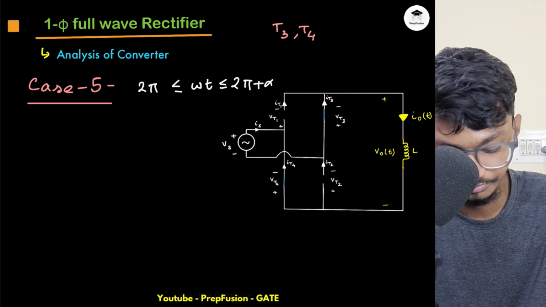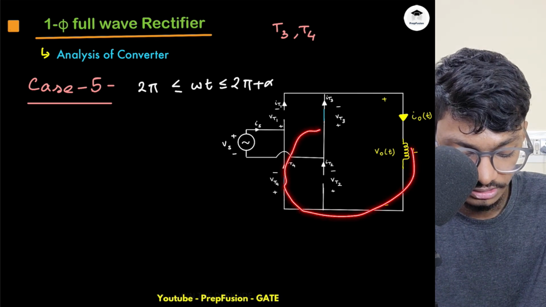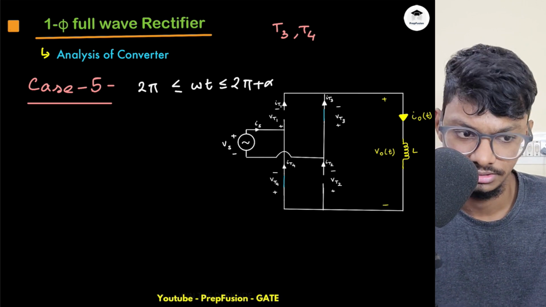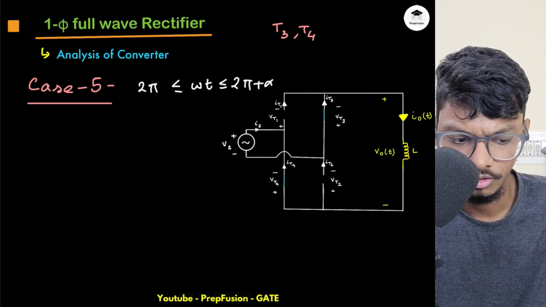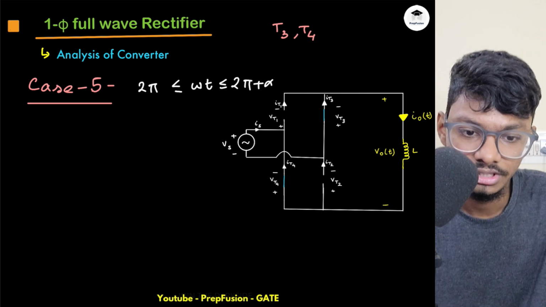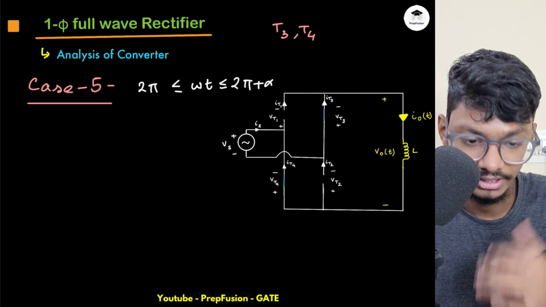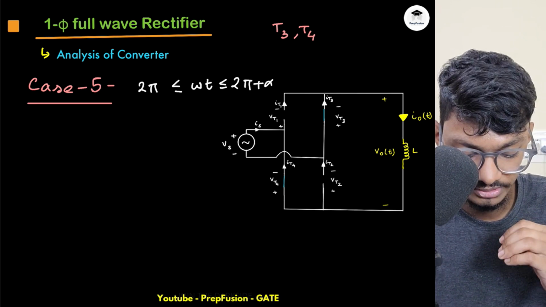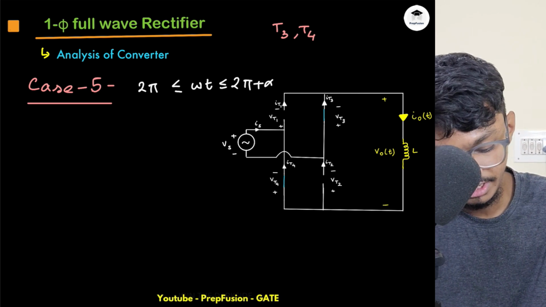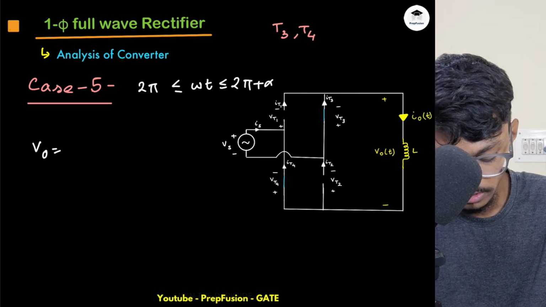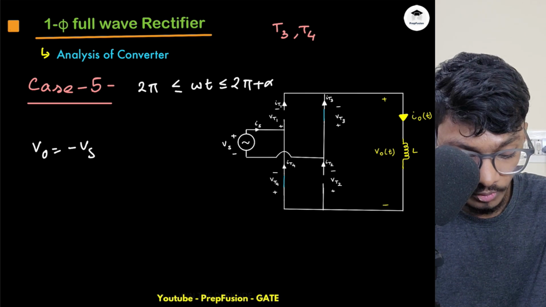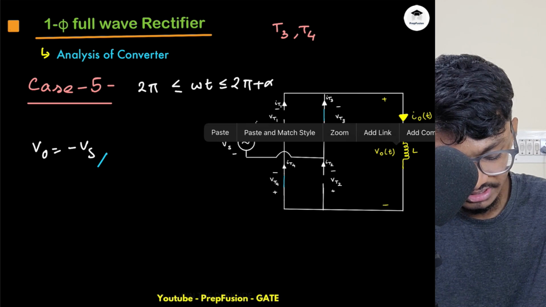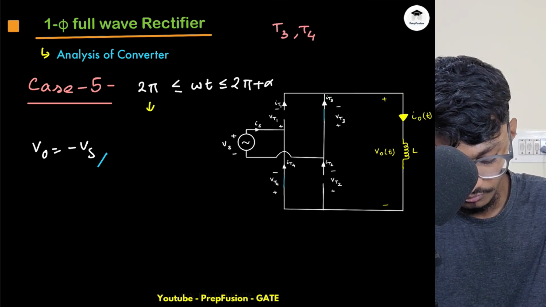So the inductor will keep T3 and T4 on for the same obvious reasons as I explained in case 3. It will keep T3 and T4 on, and T1 and T2 will still be in the forward blocking mode. This time again my output voltage is minus Vs. But what do I know about Vs? After 2 pi, Vs is simply positive.